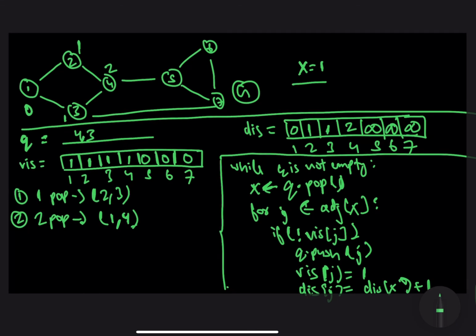Now the frontmost element of this queue is equal to 3. So in the third iteration, we will pop this 3 out of the queue, and then we will iterate over all the nodes which are adjacent to node number 3, that are nodes 1, 4 and 7.